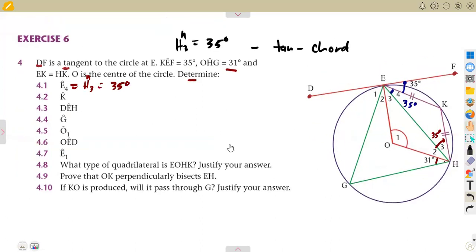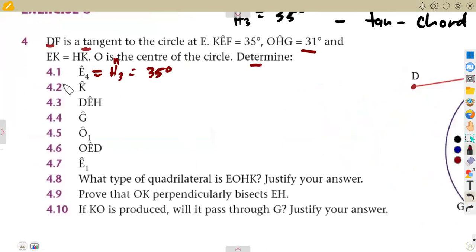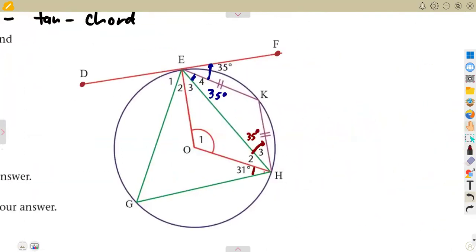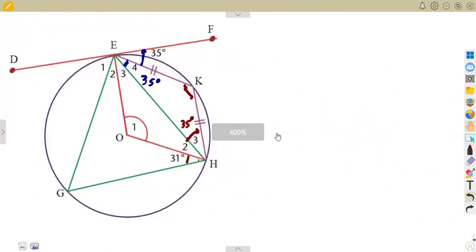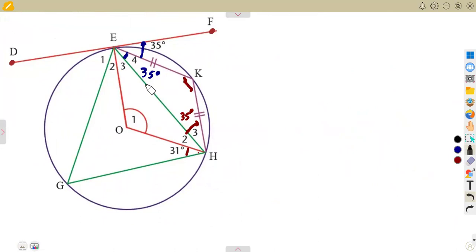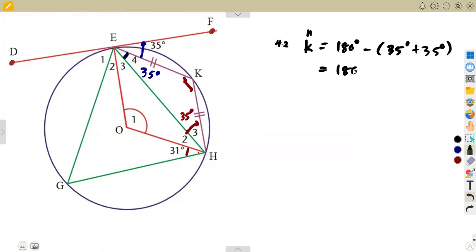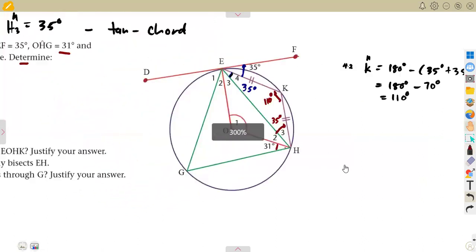All right, what about angle K? The second part, which is 4.2, was to determine angle K. So let us see where our angle K is. Angle K is on this part. So this is our angle K. To determine angle K, we can use angles in a triangle. We know that angles in a triangle add up to 180 degrees. So from 180 degrees, we are going to subtract these two angles. Remember, we've got this angle and this angle as 35 and 35 degrees. So we add these two angles and subtract them from 180 degrees. That's 180 minus 70 degrees, which is going to give us 110 degrees. So this is our angle K, which is 110 degrees. Just going to indicate on our diagram. We might need this. You never know.